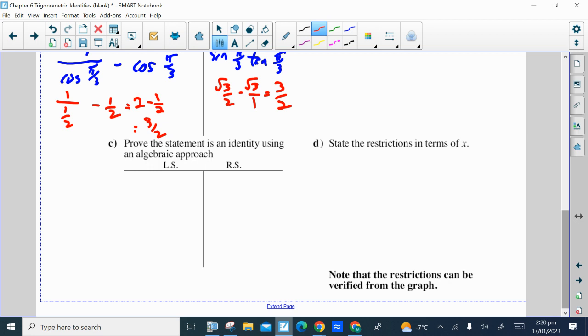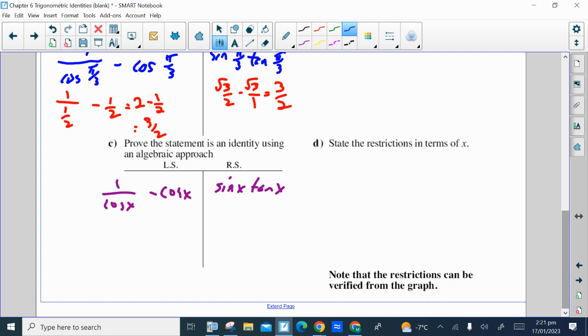Okay. So, question C. Prove using an algebraic approach. If we start with the original statement, the left side is 1 over cos x minus cos x, and that should equal sine x tan x. We need to show that the two are equal. So what we're going to do is get the same expression on both sides. That'll show that the two are equal.